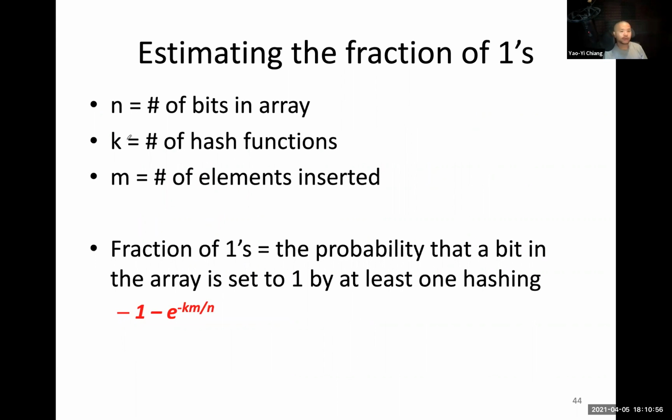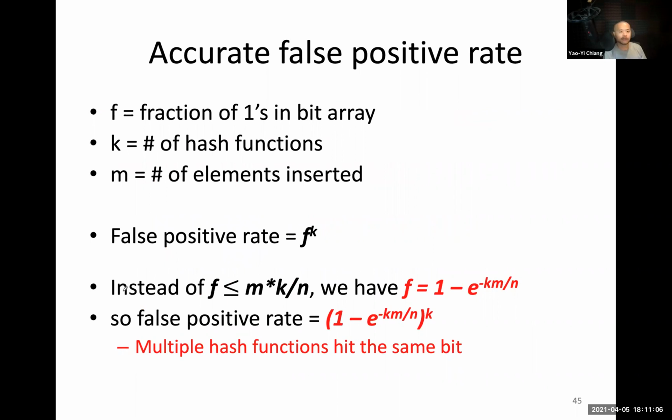Based on the upper bound, we will be able to estimate the fraction of ones and the error rate. So what is the error rate? Instead of having this in our original estimation, now we have this, based on the darts and targets. So your false positive rate is this. And this is when multiple hash functions hit the same bit. Just be extra careful here. This is your upper bound. This by no means is your true false positive rate.